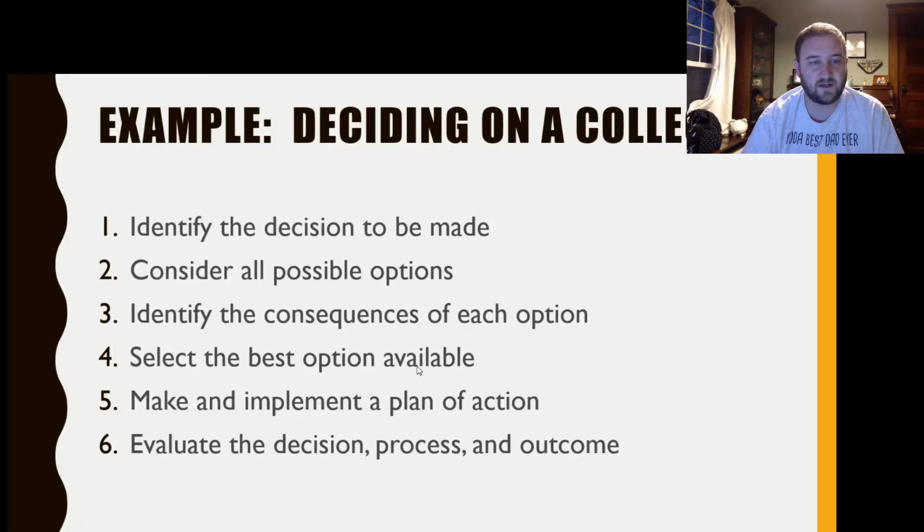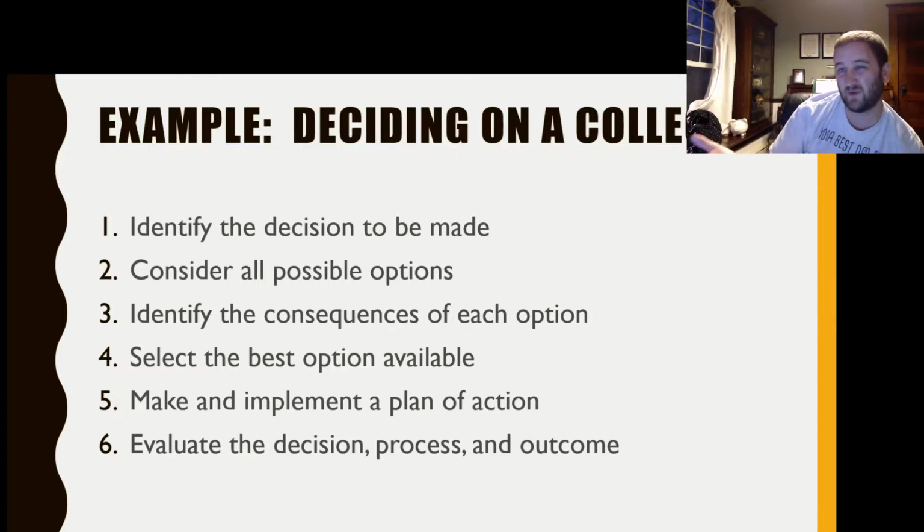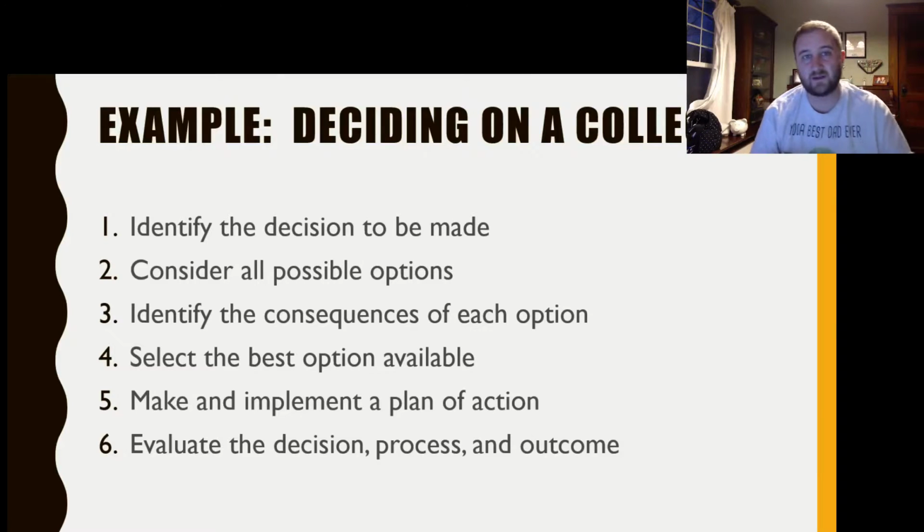Then step 4 is you need to select the best option available. Okay, so let's say maybe out of the three you decide to go to Purdue. You feel like Purdue is a good compromise. It's somewhat close to home, but it's far enough away that you have your space, and close enough that you can make a drive home on the weekend if you want. Also, it's affordable. It's got a great business school, right? You feel like Purdue is a pretty good compromise among the three options.